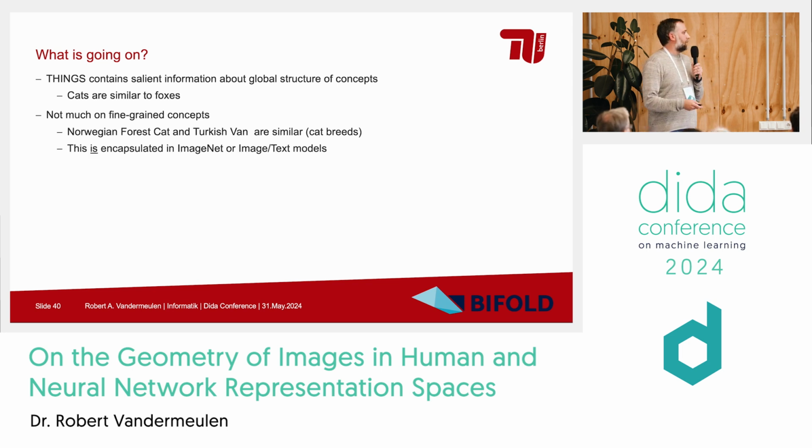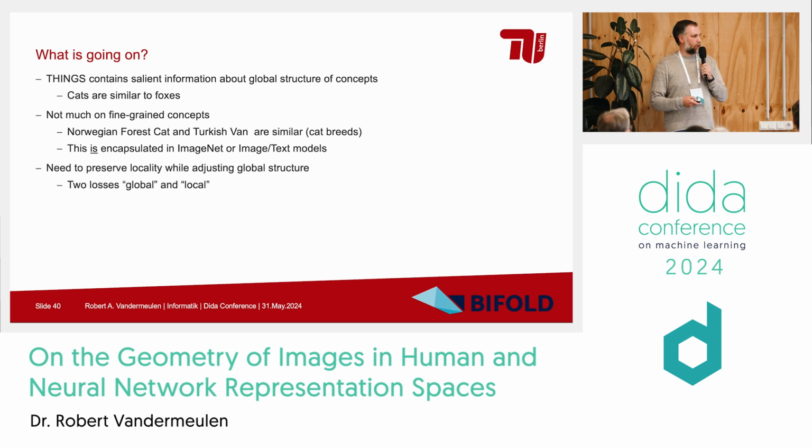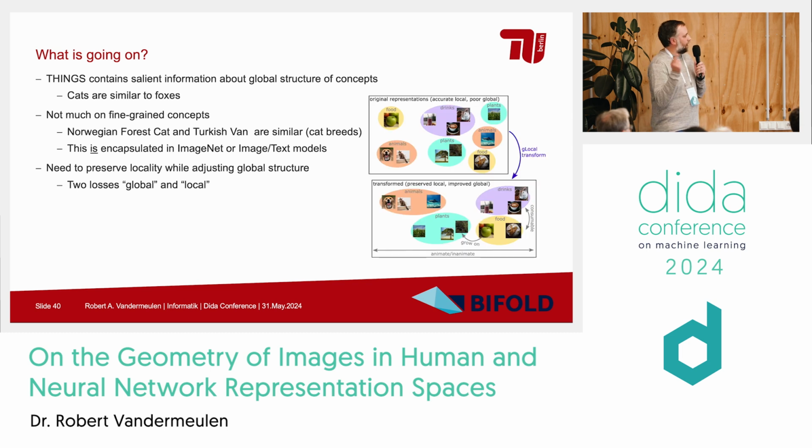But this is encapsulated in ImageNet or image-text models. They have a lot of detailed information. There's a lot of detailed understanding of images in such a model. And so we need to preserve this locality while adjusting the global structure. To do this, we introduce two losses, the global and the local loss. I'll get into that in a sec, but this image is sort of showing what needs to happen.